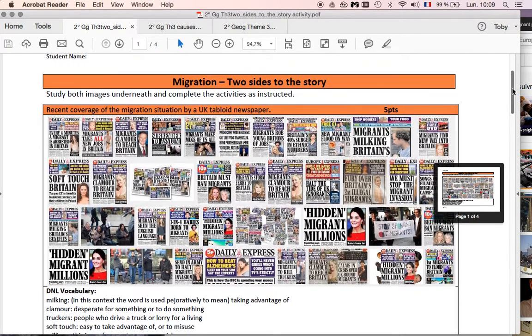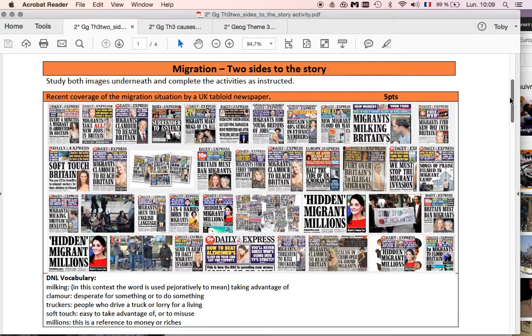There are 4 pages to this worksheet, and you're presented first of all with a series of newspaper headlines from a UK newspaper. This newspaper, a newspaper is a journal, by the way, is the Daily Express. It's a fairly sensationalist, what we would call a tabloid newspaper. So it often uses very sensationalist and emotive language. All the front covers here are about migration. Soft touch Britain. Migrants take all, in red, all new jobs in Britain. Migrants milking Britain. Hidden migrant millions.